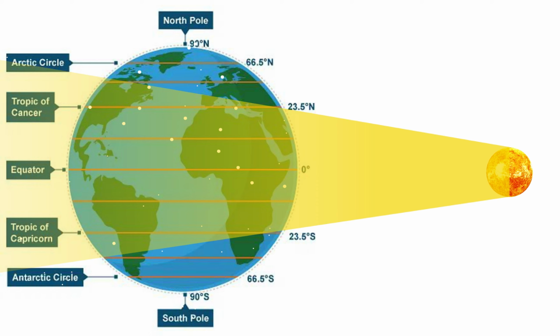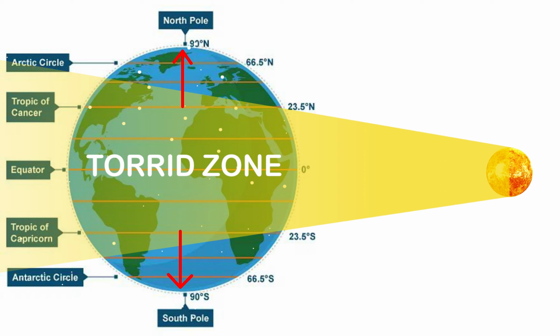The midday sun is exactly overhead at least once a year on all latitudes in between the Tropic of Cancer and the Tropic of Capricorn. This area therefore receives the maximum heat and is called the torrid zone. The midday sun never shines overhead on any latitude beyond the Tropic of Cancer and the Tropic of Capricorn. The angle of the sun's rays goes on decreasing towards the poles.